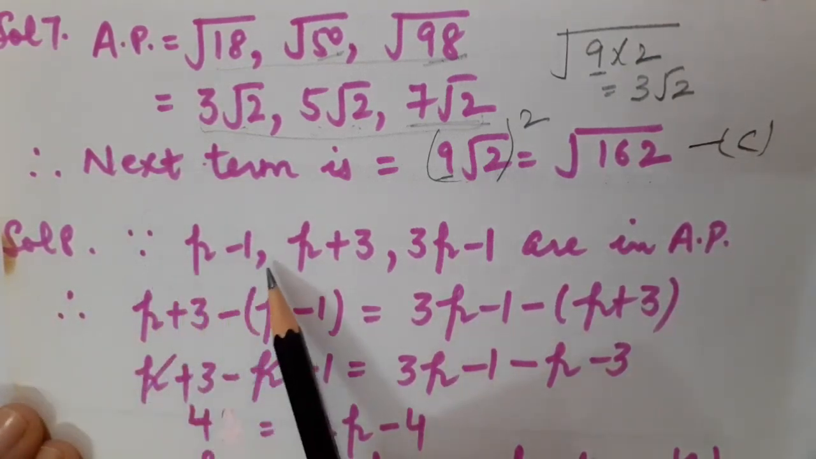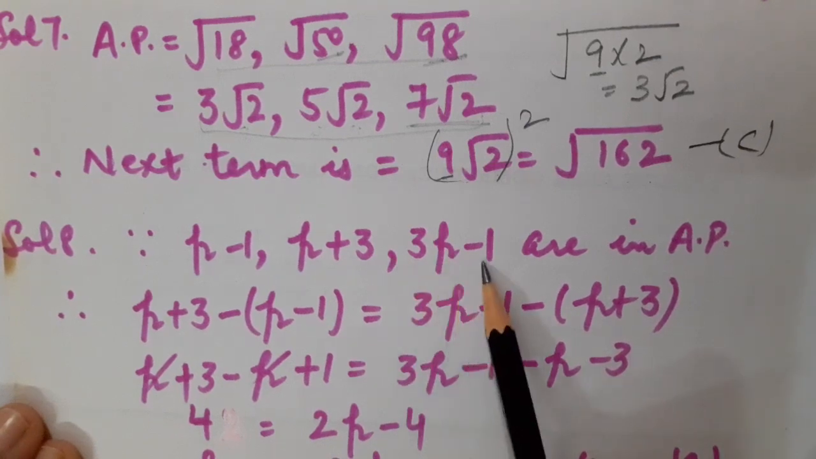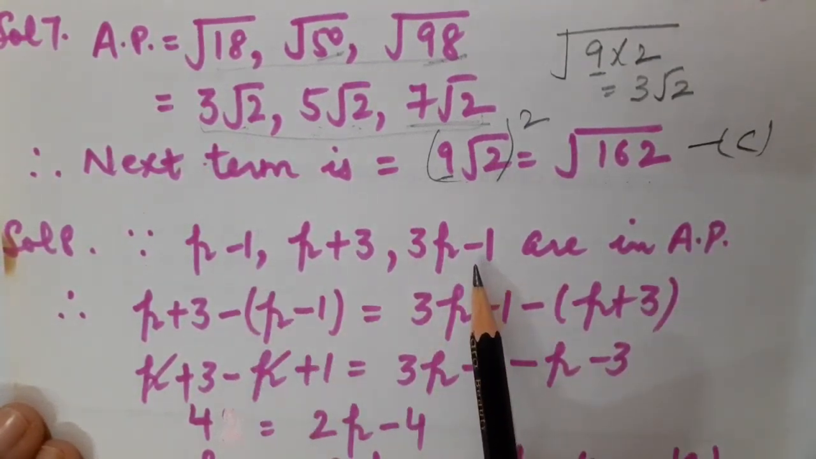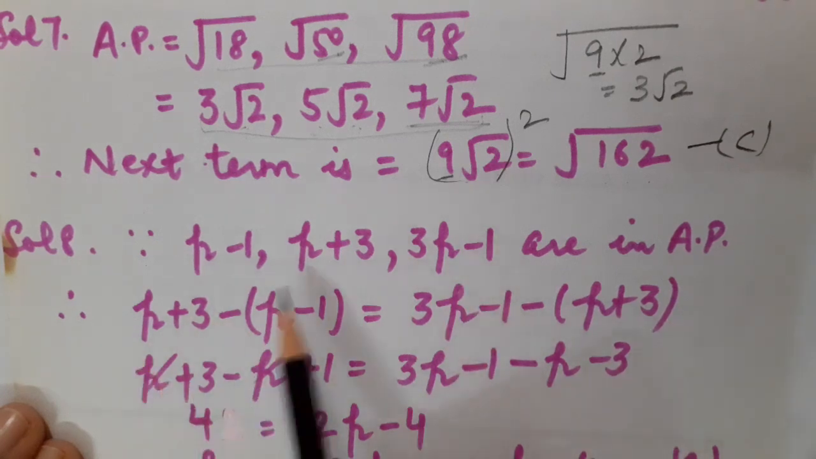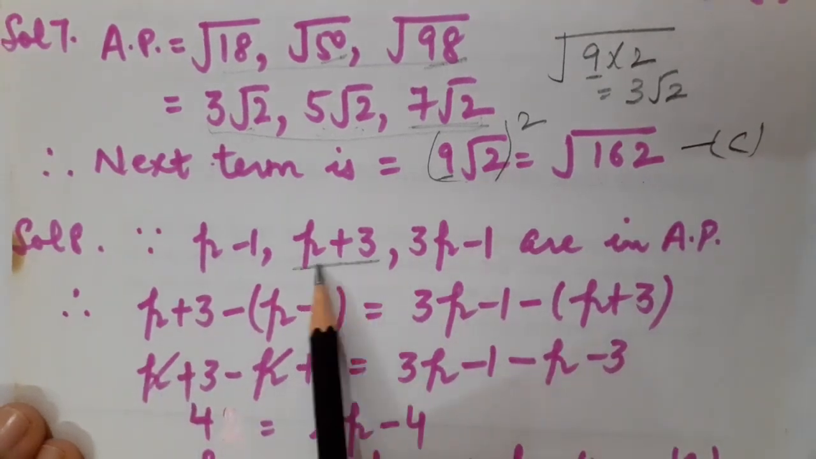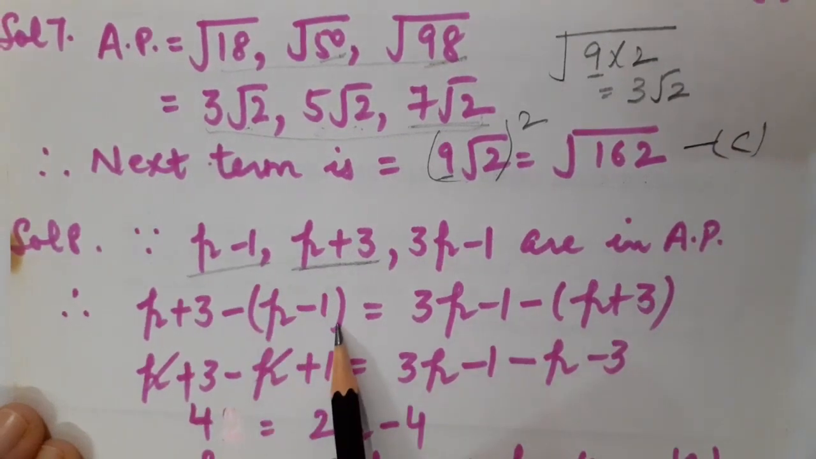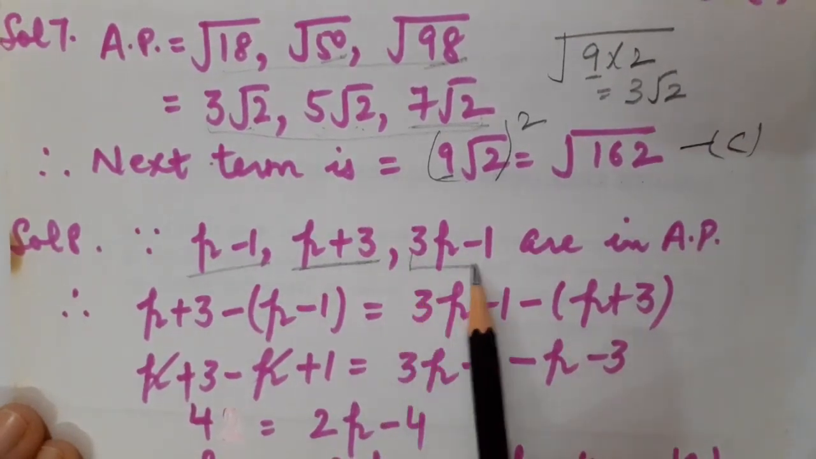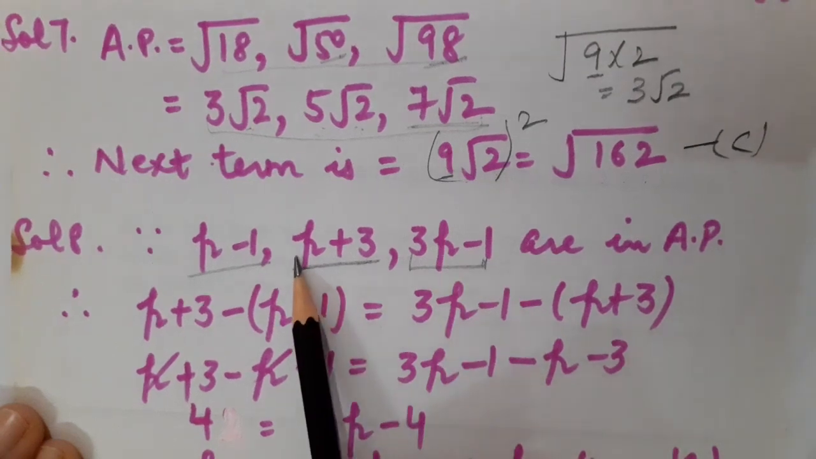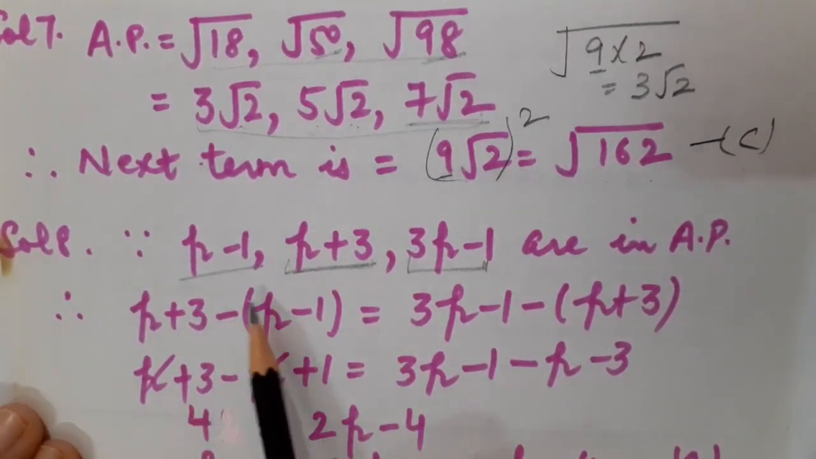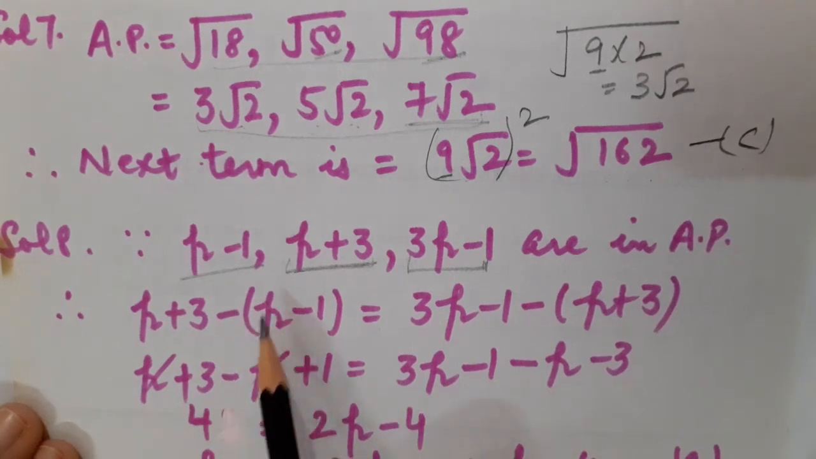Because p minus 1, p plus 3, 3p minus 1 are in AP. As they are in AP, children, you know that their common difference must be the same. So let us take the common difference, succeeding, that is p plus 3, minus preceding, that is p minus 1, must be equal to 3p minus 1 minus (p plus 3). Correct? So this minus sign will enter inside the bracket.